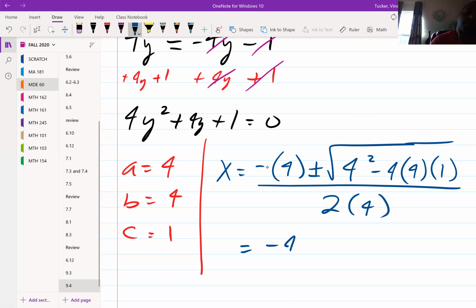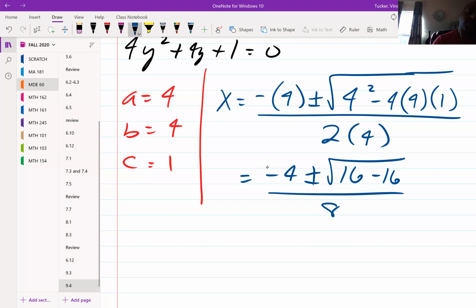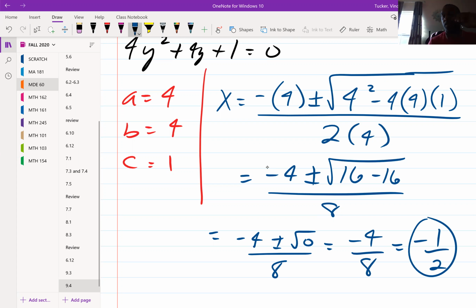All right, so this is negative 4 plus or minus the square root of 16 minus 16, all over 8. Negative 4 plus or minus the square root of 0, over 8. Of course, the square root of 0 is 0. So we just have negative 4 over 8. We only have one solution, which is negative 1/2. That means we had a repeated solution of negative 1/2 for this.